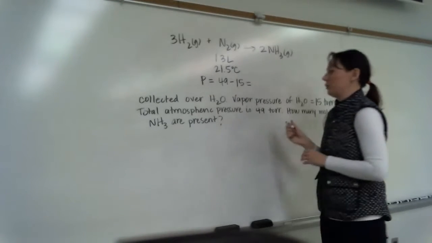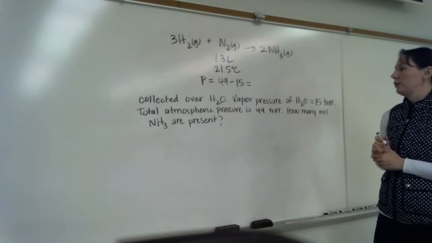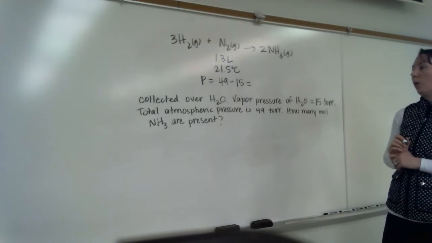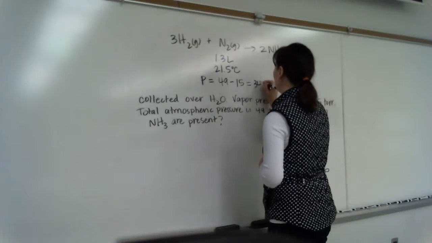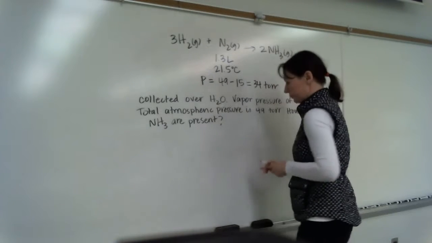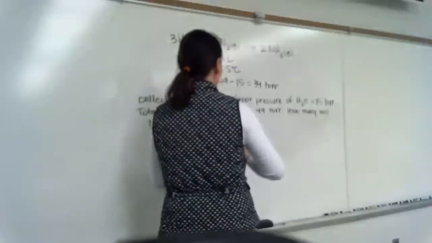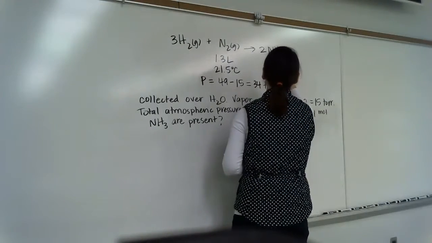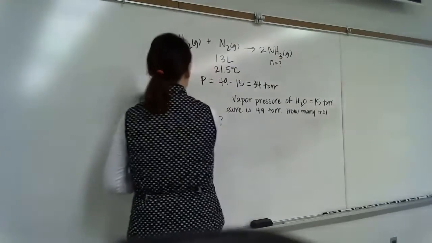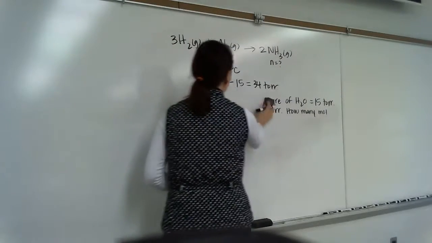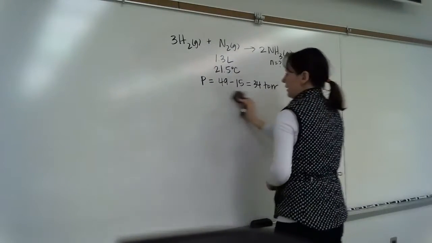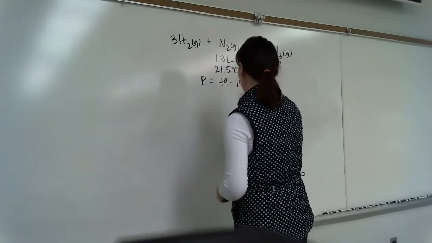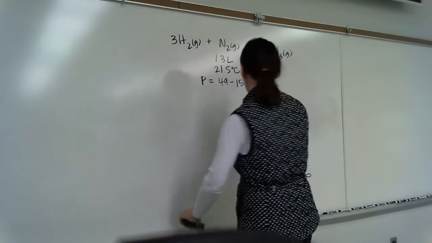Does everyone see why we're doing that? So what do you get when you get the pressure in torr? What's the pressure in torr? 34 torr. And it wants to know how many moles are present here. So we get a little bit of a break here because we don't have to do limiting reactants. We don't have to plug back into the ideal gas law. This one's a nice, easy one. But there is a problem.